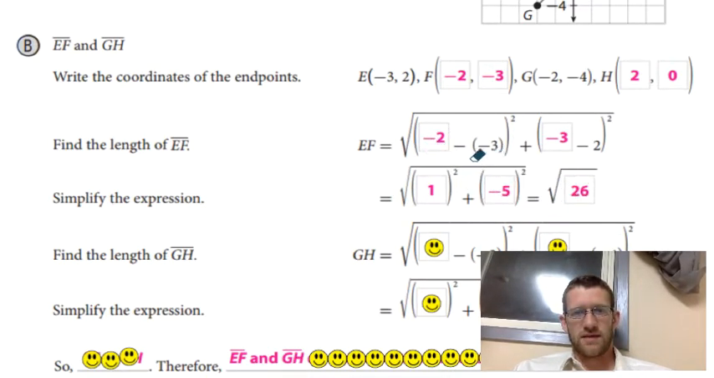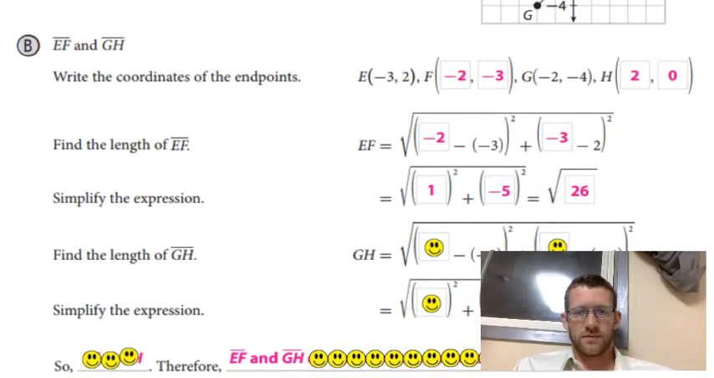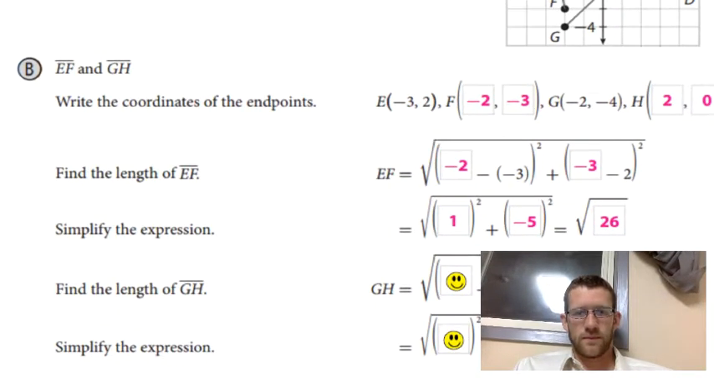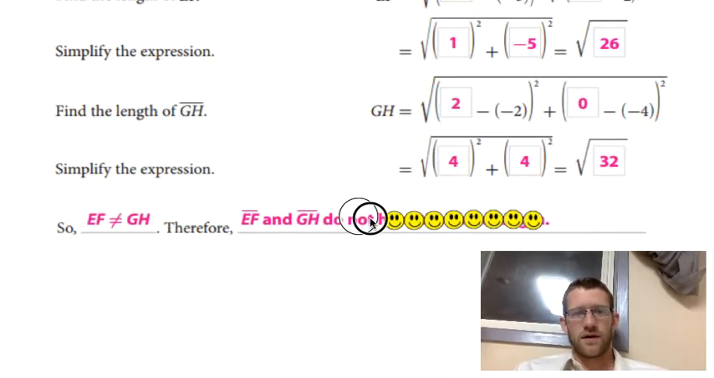For EF, -2 minus -3 is 1, right? -3 minus 2 is -5. 1 squared plus -5 squared, that's 1, that's 25. 1 plus 25 is 26. So the square root of 26. Same deal, we can do that with the rest, and we get square root of 32. So therefore, they're not the same length.